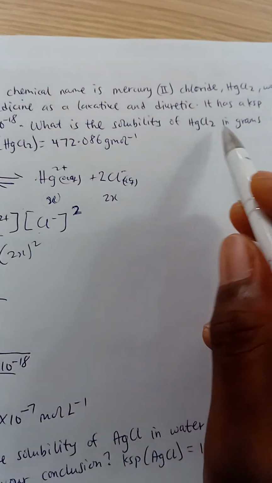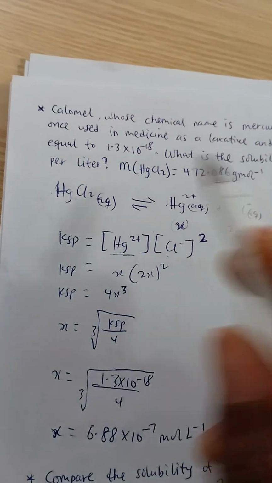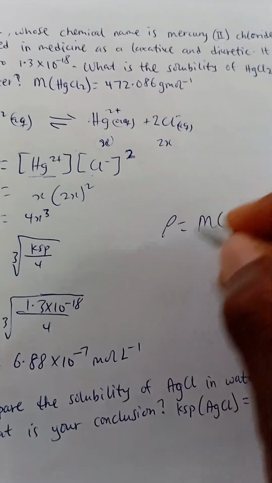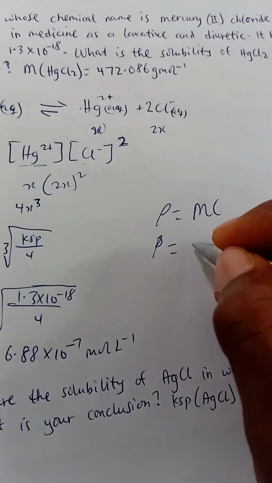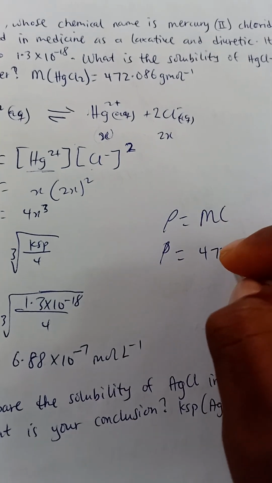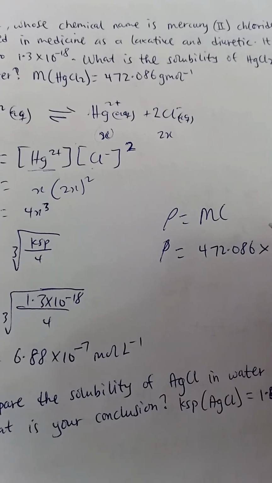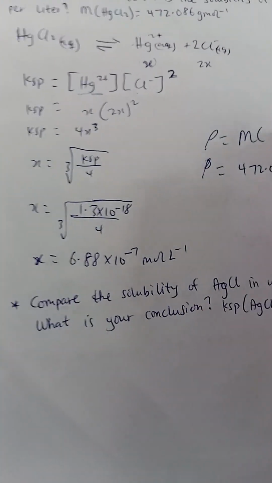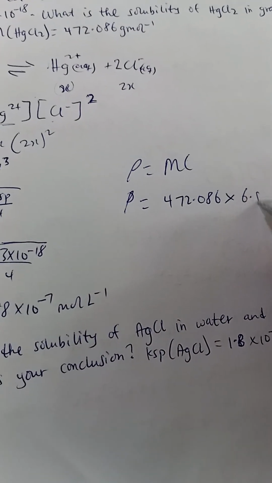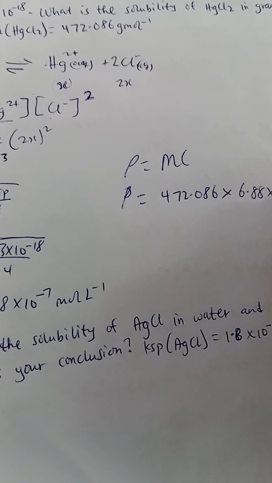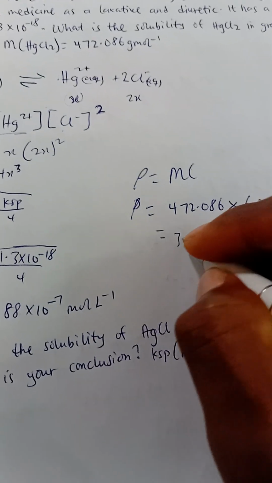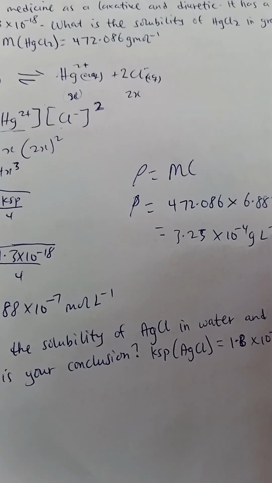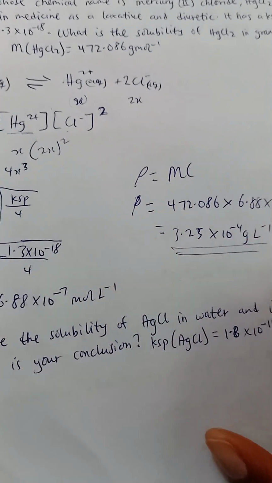I want it in what? In grams per liter, and we're given the molar mass. So we know that rho equals mc. So in grams per liter, we just take our molar mass 472.086 and multiply by the concentration, which is the solubility in mole per liter, 6.88 by 10 to the power minus 7. We are going to get 3.25 by 10 to the power minus 4 gram per liter. This is our final answer. Next question.